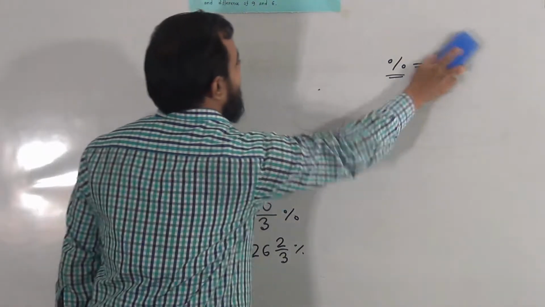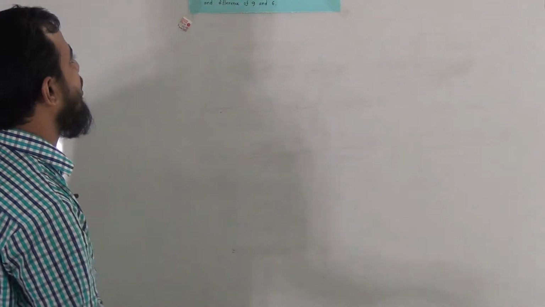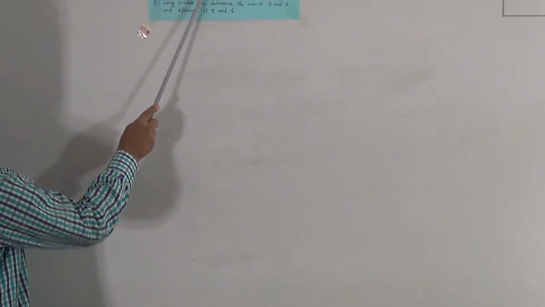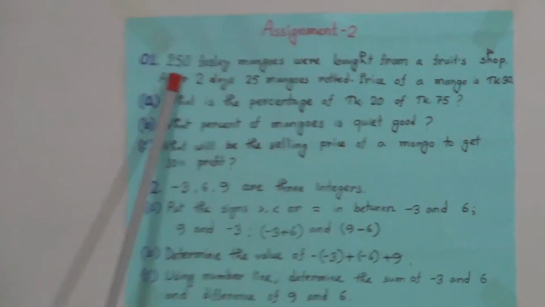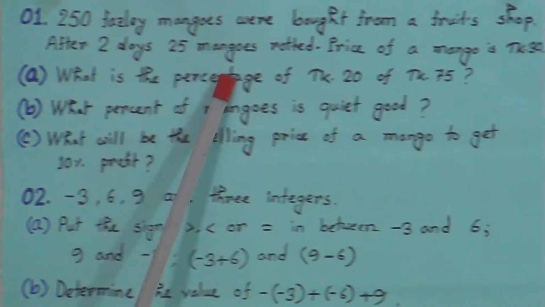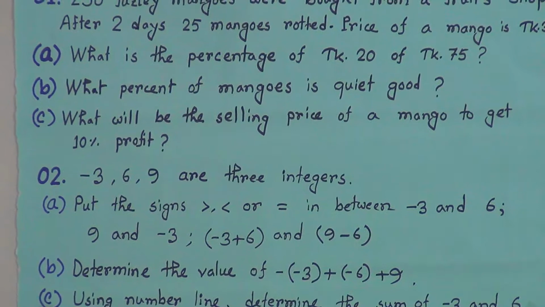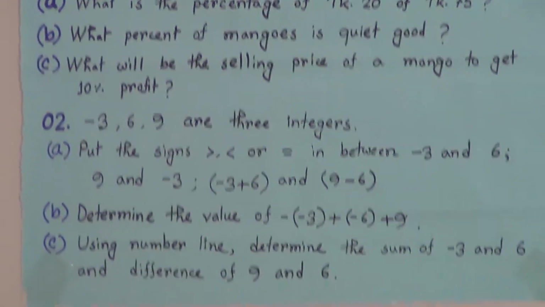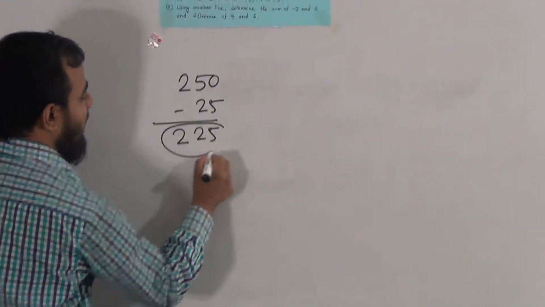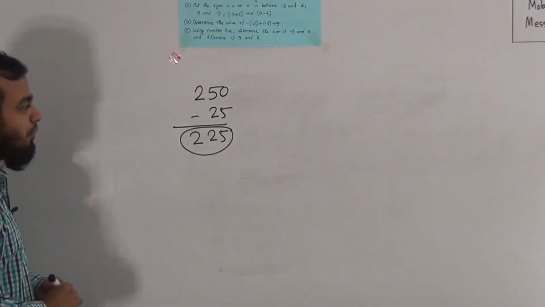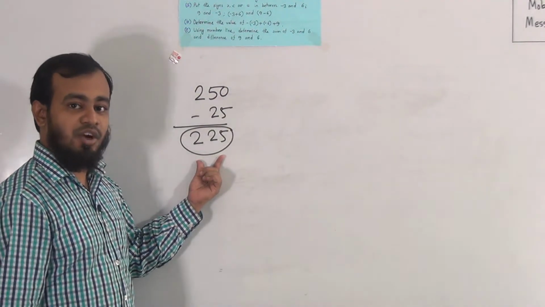Now activity B says that, what? Activity B is what percent of mangoes is quite good? Look at the stem. 250 fuzzy mangoes were bought, but 25 mangoes were rotted. So how many mangoes remain quite good? From 250 mangoes, 25 mangoes rotted. So 225 mangoes were quite good, right? But we have to convert it into a percentage. That means in 100 mangoes, how many mangoes are quite good now?